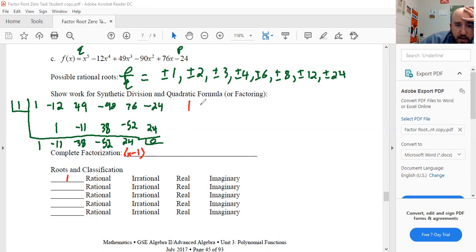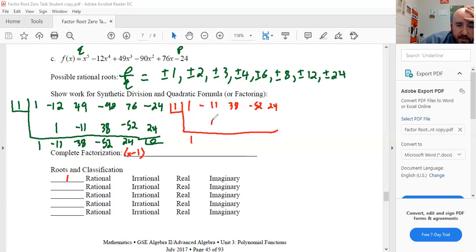Okay. 1, negative 11, 38, negative 52, 24. I don't know if y'all can hear that dinging. My Apple Watch is blowing up. I'm going to try 1 again.